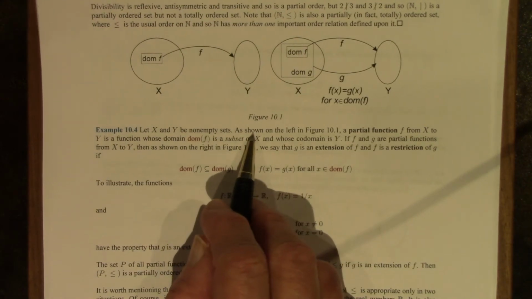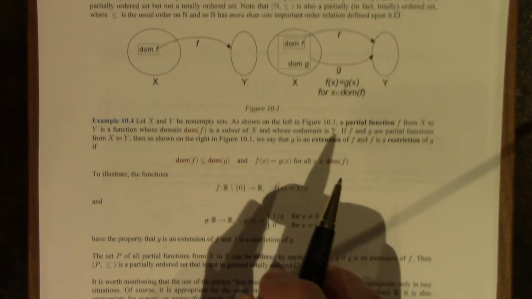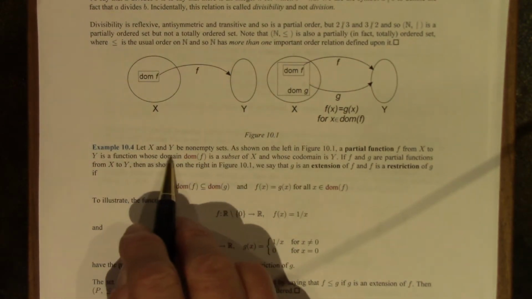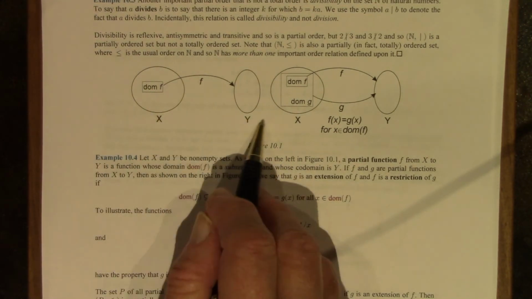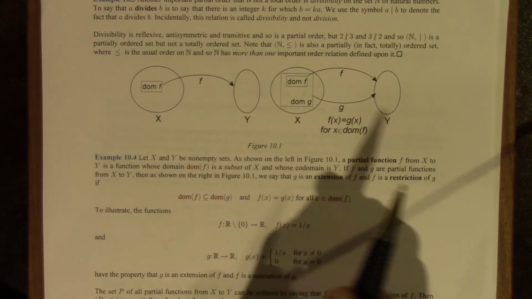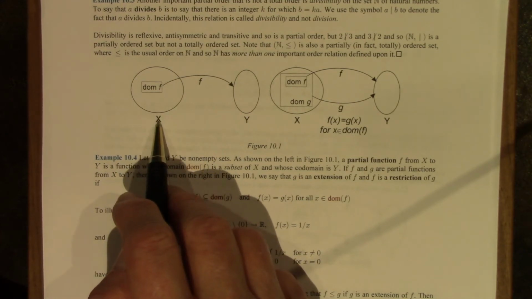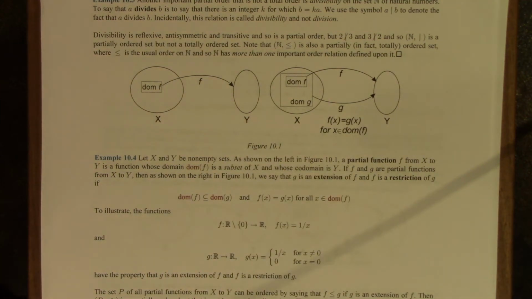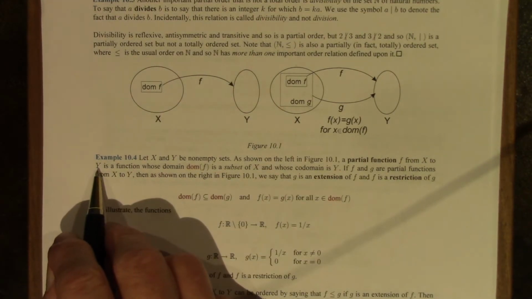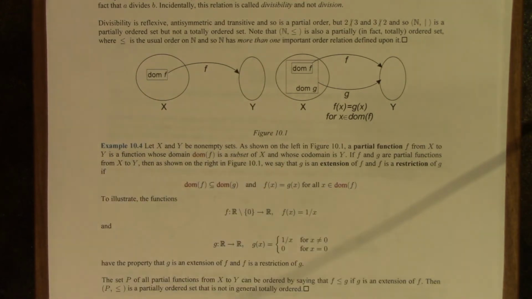Here's another order that is partial but not total that's also important. Let x and y be non-empty sets. So let's look over here. A partial function from x to y is a function whose domain is a subset of x. Codomain is y. Normally, and you're used to this in calculus, let f be a function from x to y. x is the domain, y is the codomain. That's why we add the adjective partial. A partial function from x to y is a function whose domain is a subset of x. It could be all of x, but it doesn't have to be. Codomain is still y.